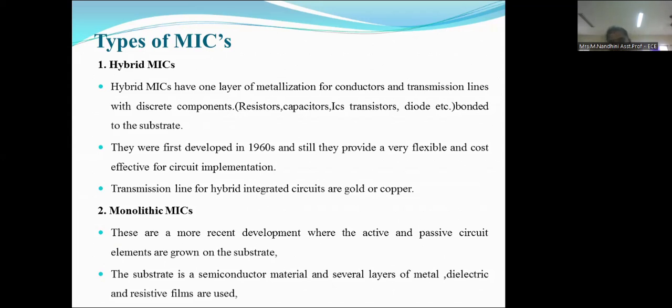Next, MMIC, that is, monolithic ICs. These are a more recent emerging technology where the active and passive circuit elements are in the substrate. The substrate is a semiconductor material, and several layers of metal, dielectric, and resistive films can be used to manufacture the MMIC. In the first session, we had the introduction of MMIC. These are a single stone, so they do not have any extended matching network like that.